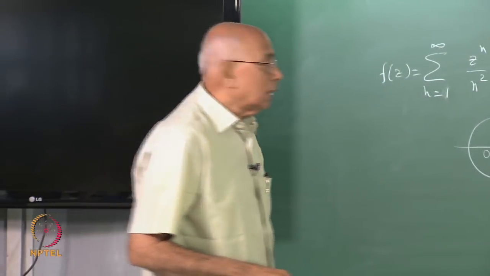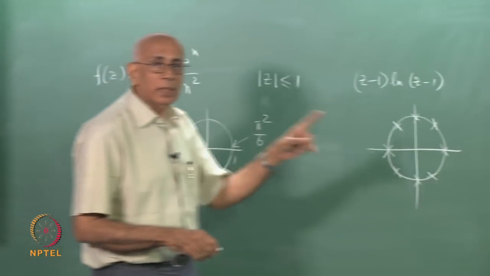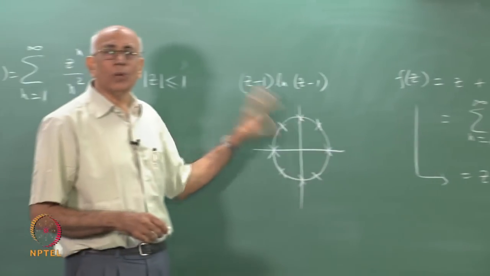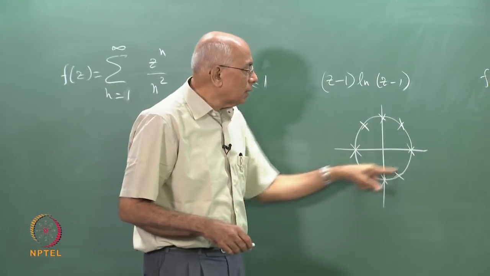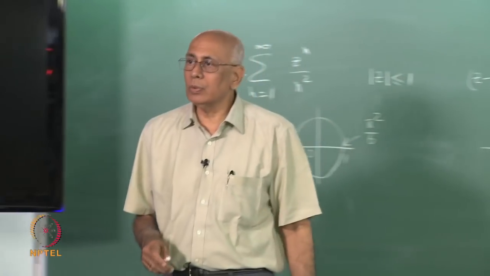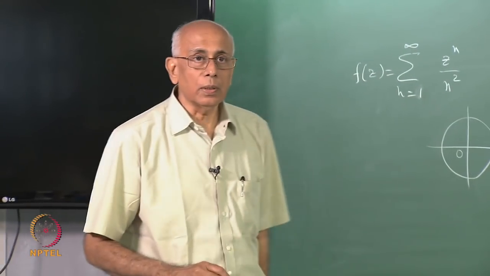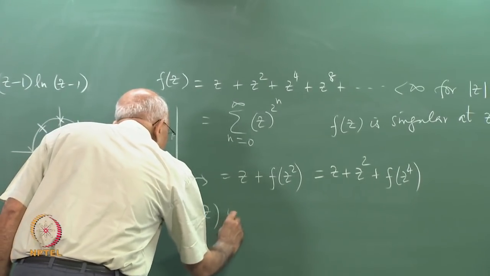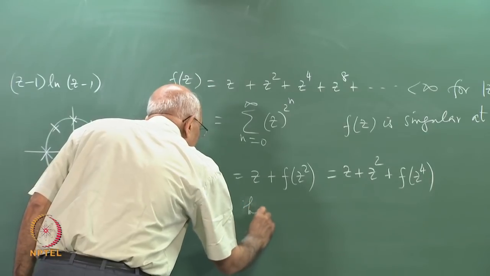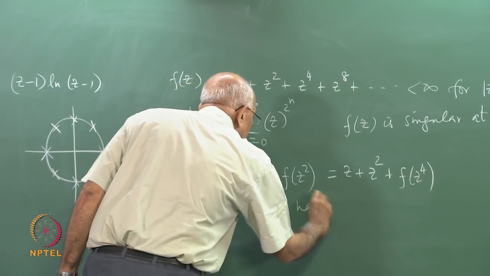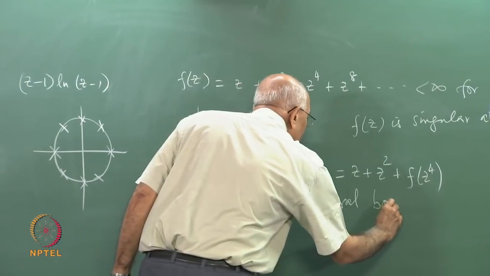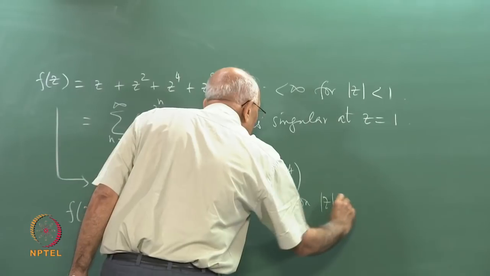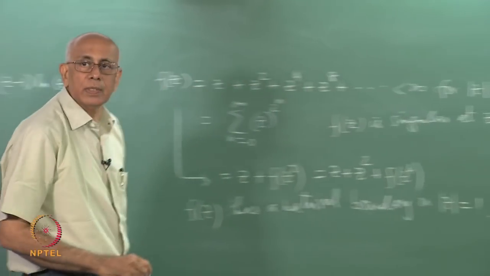Okay. And there is no way in which this function represented by this series can be analytically continued outside this unit circle. This circle here forms what is called a natural boundary. You can't get out of that circle at all. So, this thing here, f of z, has a natural boundary mod z equal to 1.